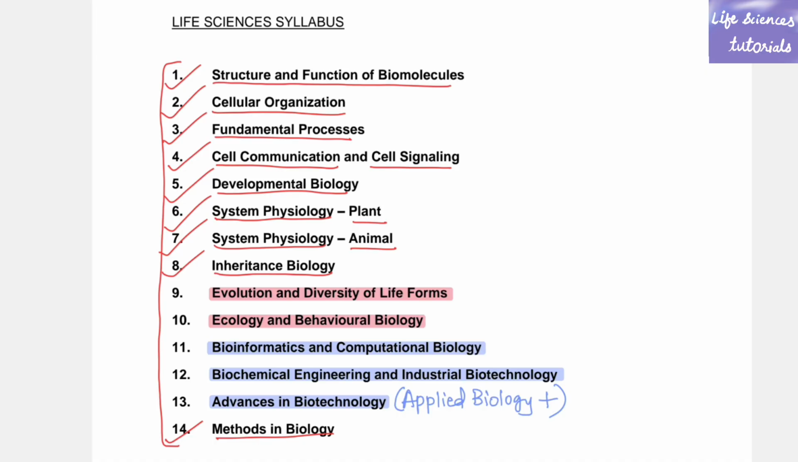Next, if you look at the 9th and 10th units, these topics were present in the old syllabus also. Evolution, yes, it was present. Diversity was present. Ecology was also there, and behavioral biology was also there. But it was present in a different format: evolution and behavior were together, diversity was a different unit, and ecology was also present in it. So basically these two units are rearranged units.